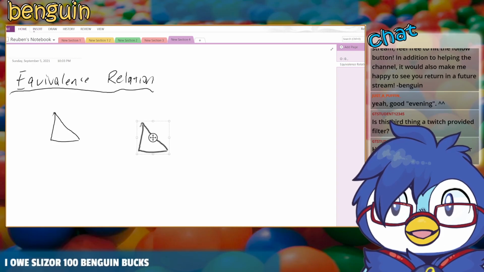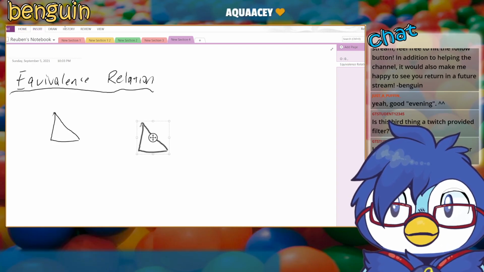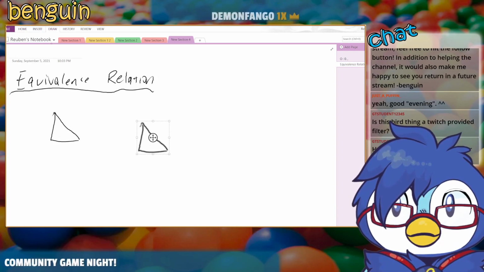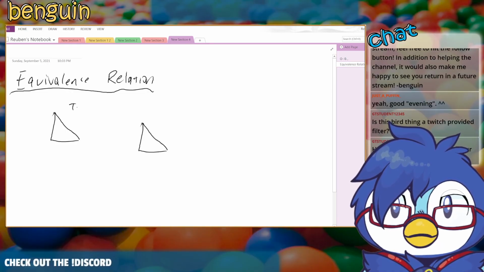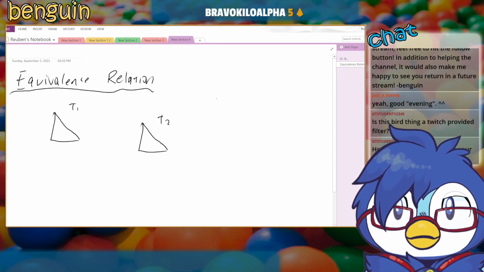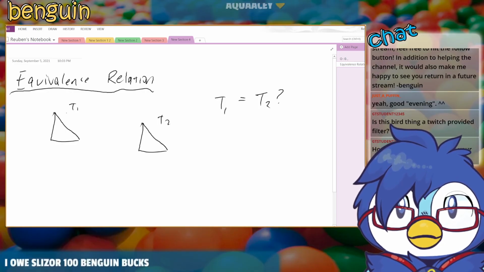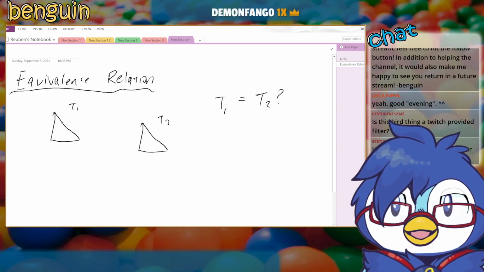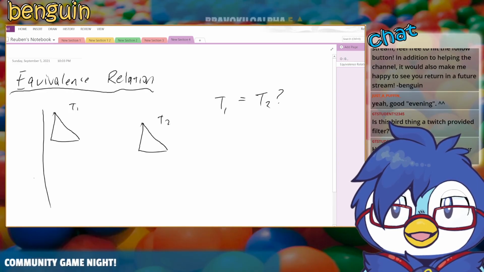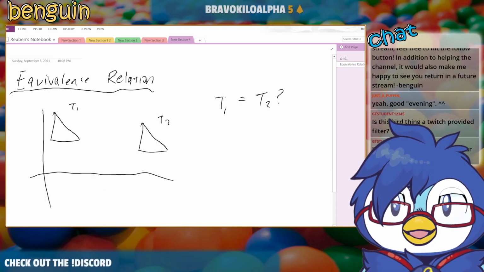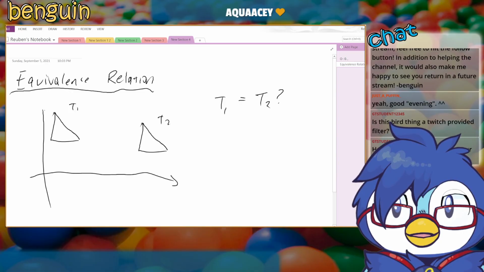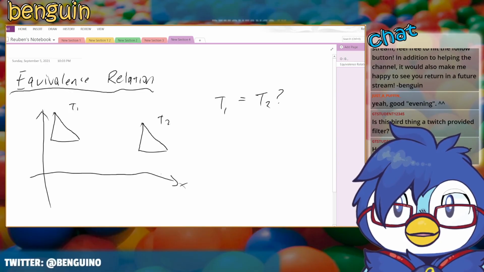Now you might ask, are these two triangles equal? If I label this triangle 1 and triangle 2, I can ask, are these two triangles equal? You might be tempted to say yes, because they're the same shape. But say I put this on a coordinate grid, with X and Y.